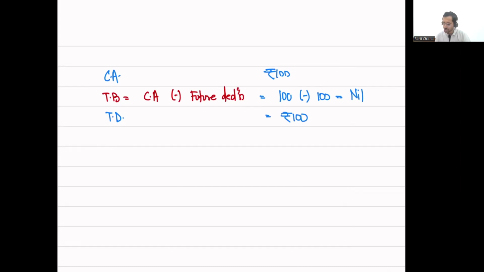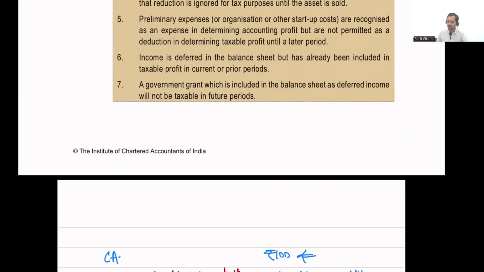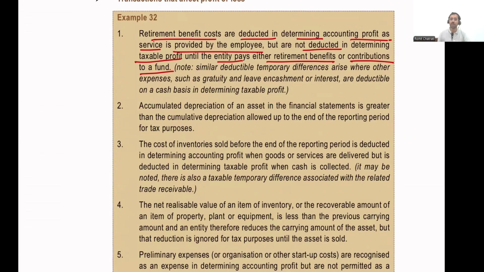So my future outflow is equal to 100. Of that future outflow, 0 has been allowed as a deduction so far. The amount that will be allowed as a deduction in future is 100, and therefore this will be a deductible temporary difference on which I will recognize a deferred tax asset. All right, so that is with regards to point number 1.